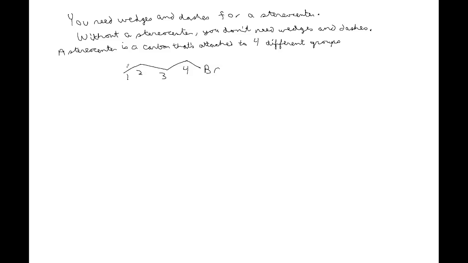For example, carbon 1 is not a stereocenter because three of the groups it's attached to are identical, three hydrogens. Okay. How about carbon 2? Is that a stereocenter? No. Why not? It has two hydrogens. That's one reason it's not a stereocenter. How about carbon 3? Same thing. It's not. How about carbon 4? Same thing. That's right.